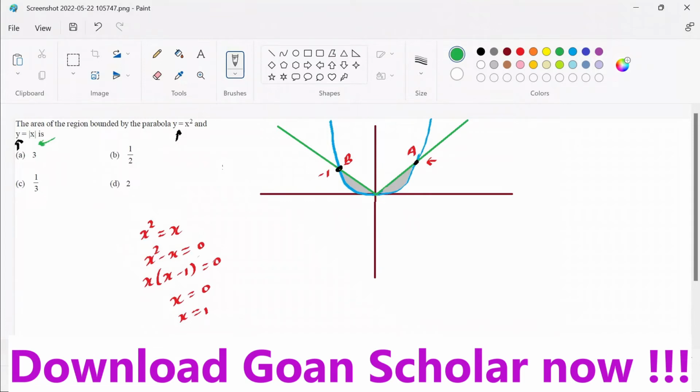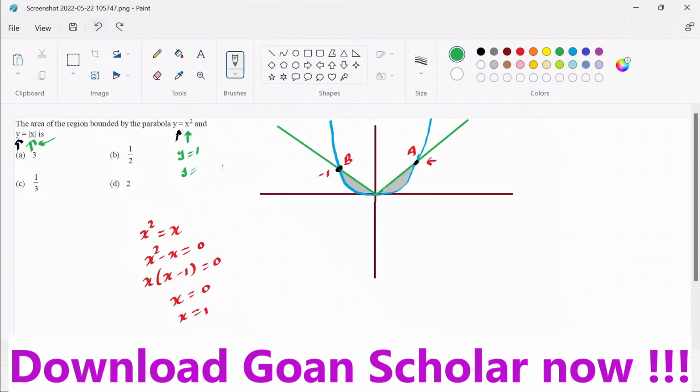So putting x equal to 1 in the first equation, you will get y equal to 1. And putting x equal to 1 in the second equation, you will get y equal to 1. Putting x as minus 1, it will be y equal to minus 1 square, which is 1. And putting minus 1 in the second equation, it will be y equal to modulus of minus 1, that is again 1. So for both x values, corresponding y values are equal in both the equations. Yes, so your points are perfectly fine. No problem in that.